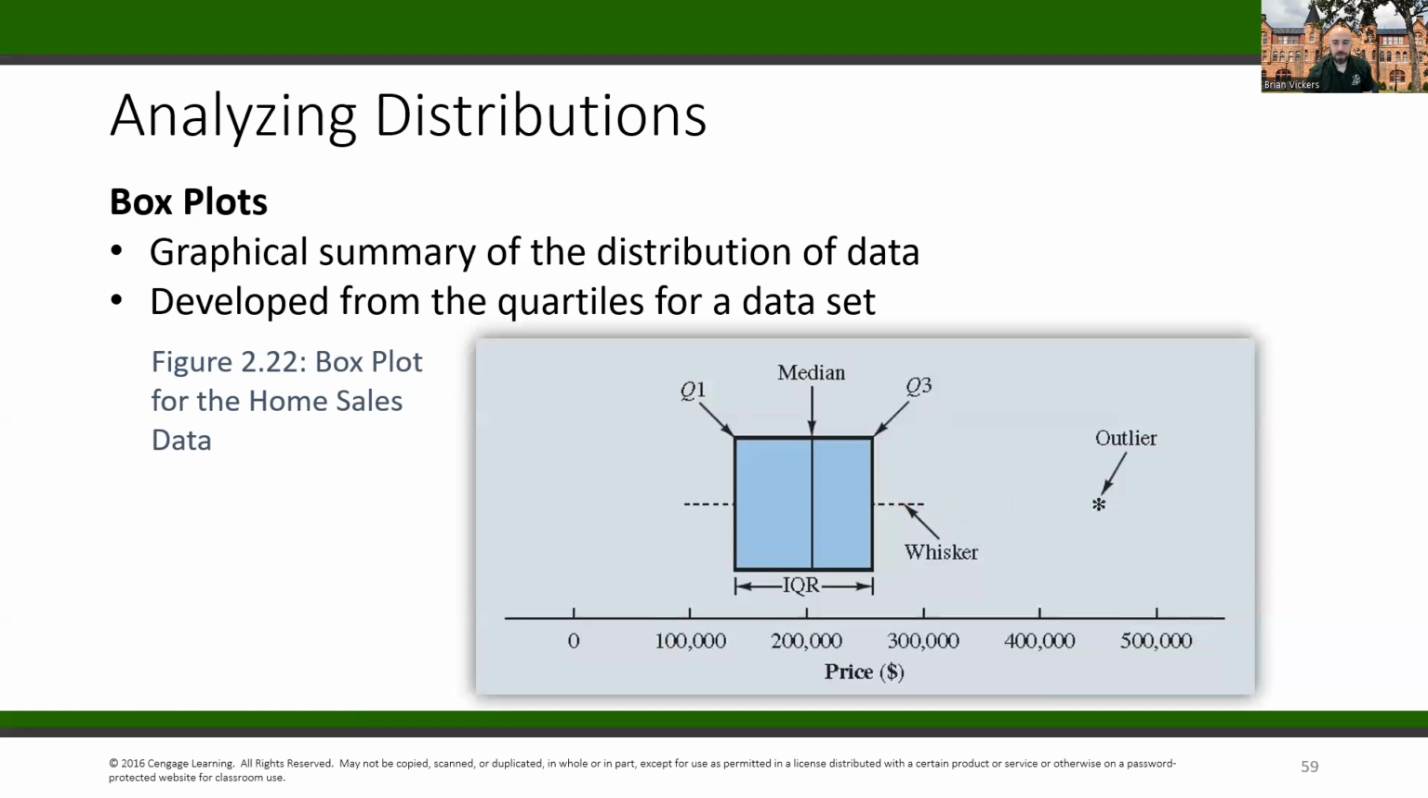These whiskers are drawn from the ends of the box, where the smallest and largest values are within a certain range of the quartiles. I don't want to go too far into this, but just know that a box plot is a graphical summary based on the quartiles of a data set. That is how you would find that.